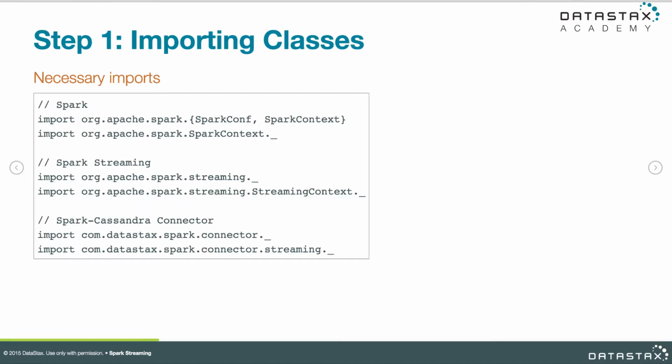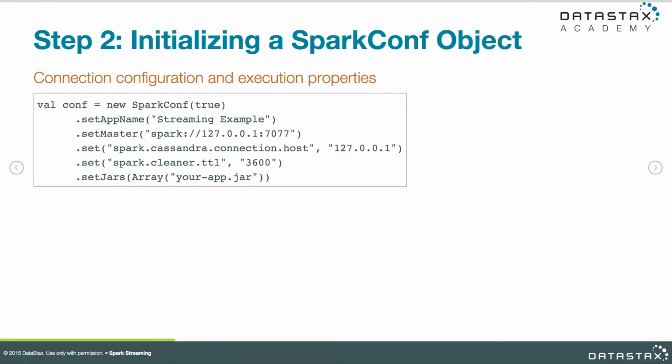We'll begin by importing these classes for Spark, Spark Streaming, and the Spark-Cassandra Connector. And we'll create a configuration object, we'll give our application a name, tell it where its master is located, and set just a couple of parameters. And now that configuration takes a little bit of explanation. The Spark-Cassandra connection host is the address of at least one node in your Cassandra cluster.